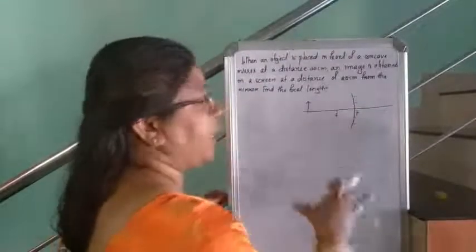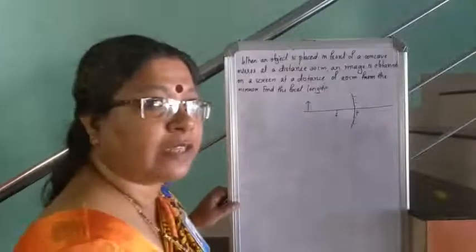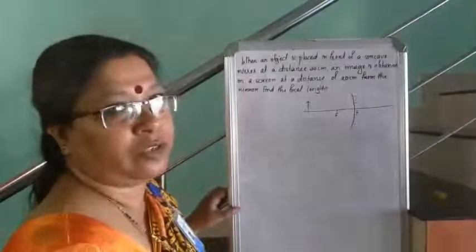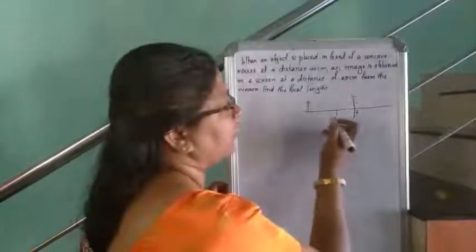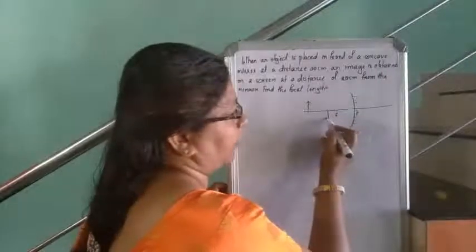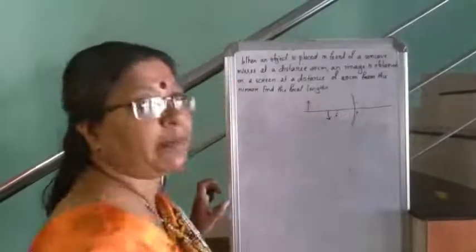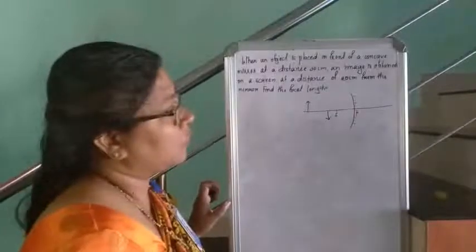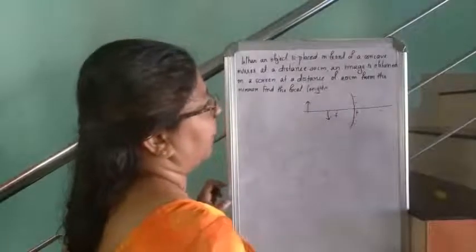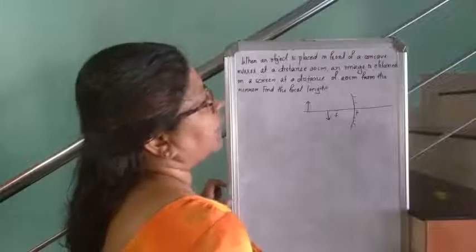An image is obtained on the screen. Image is obtained on the screen means it is a real image. So the image will also be somewhere here. A real image means it will be an inverted image. So an image is obtained. You have to find out the focal length.